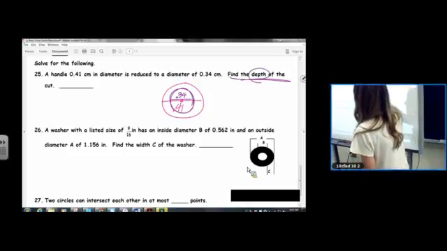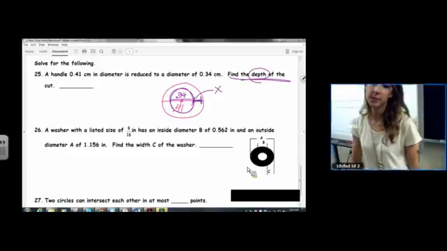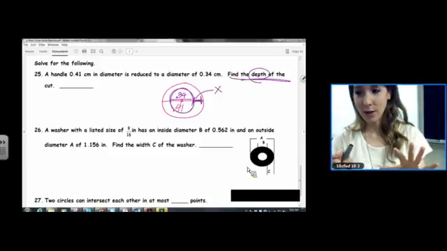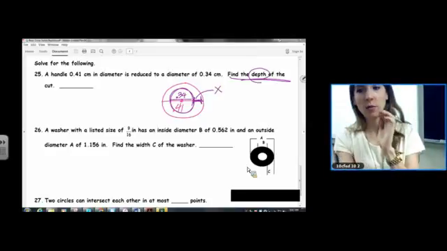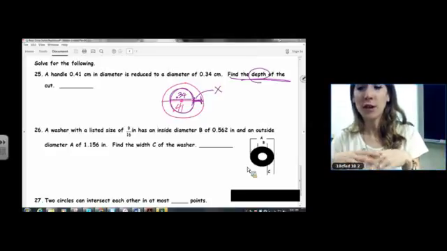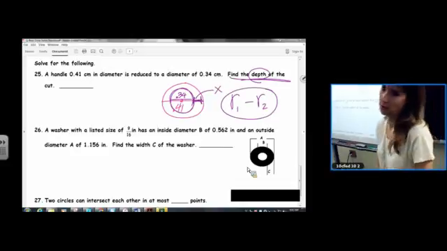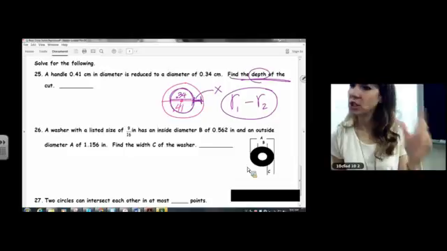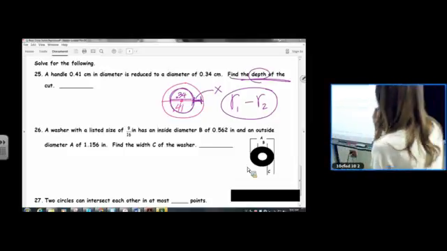So what that's asking for is this right here. That's x. So this is just a subtraction problem. You can subtract the diameters, but then you would have to divide by 2 because you'd have the left and the right. You only want to know the depth of the cut. Or you could find the radius of the first one, find the radius of the second one, and just subtract those. You know what I'm saying? So subtract the diameters and divide by 2. Or just subtract the 2 radii.